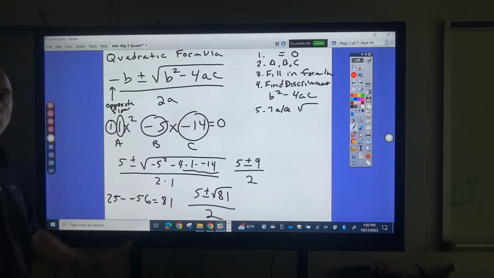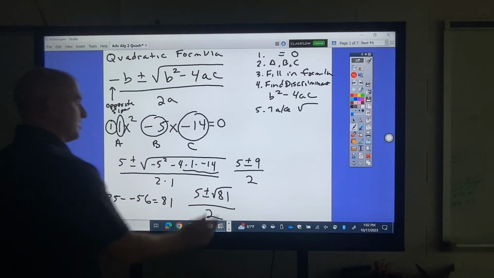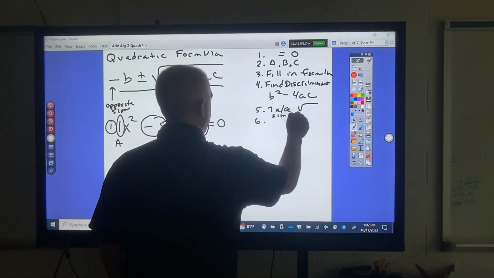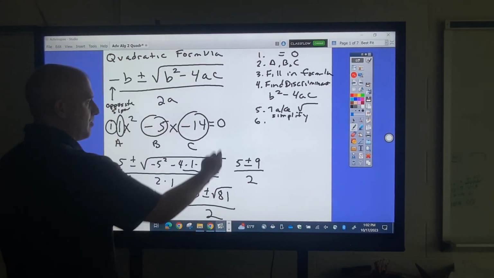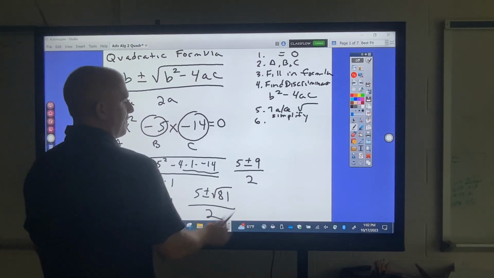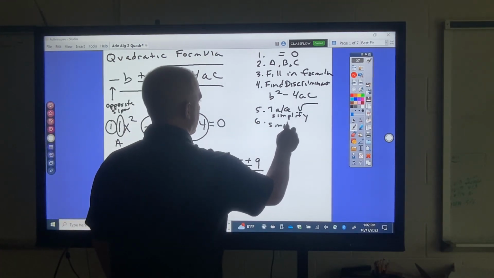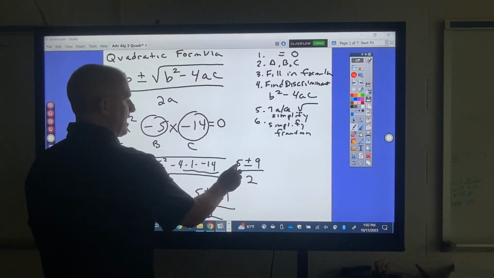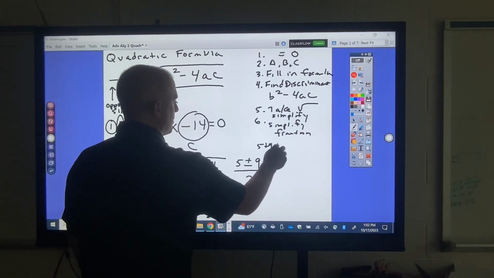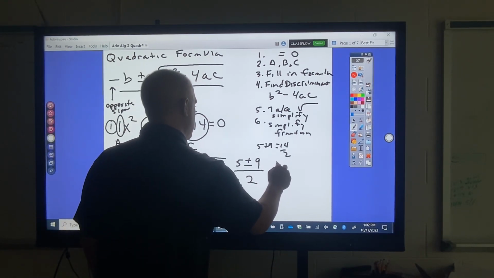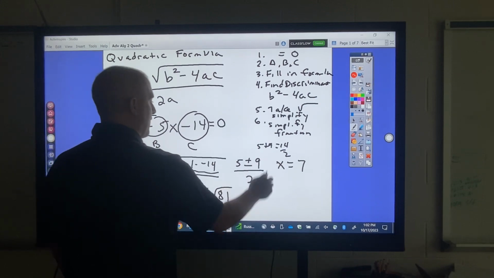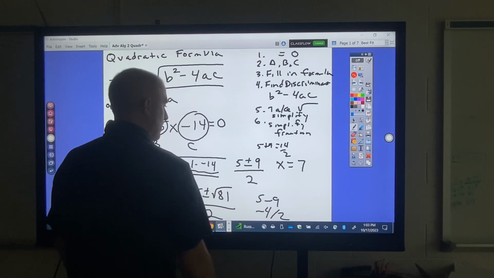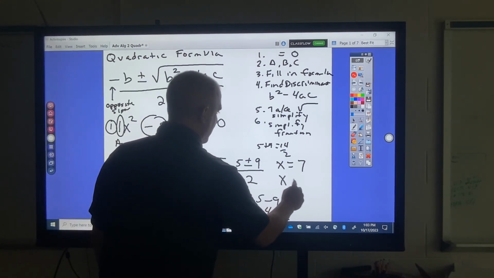Now, sometimes that square root won't reduce, and we'll go through examples of that in a little bit. So I want to take the square root and simplify. Now I want to see if I can simplify this fraction. So that's 5 plus 9, which is 14, divided by 2 would be 7. That would be one of the answers. 5 minus 9 is negative 4, divided by 2 would be negative 2. And that would be the other solution.